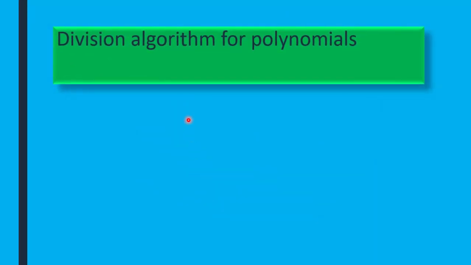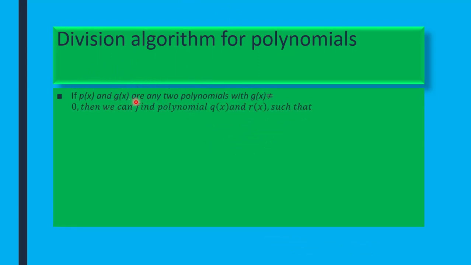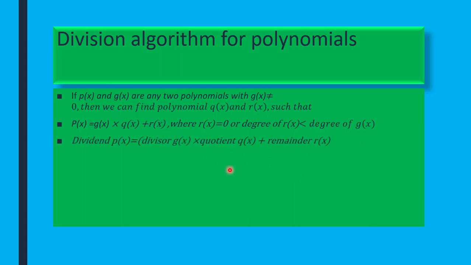Next topic is division algorithm for polynomials. If p(x) and g(x) are any two polynomials with g(x) not equal to 0, then we can find polynomials q(x) and r(x) such that p(x) = g(x) × q(x) + r(x), where r(x) = 0 or degree of r(x) is less than degree of g(x). p(x) is the dividend, g(x) is the divisor, q(x) is the quotient and r(x) is the remainder.